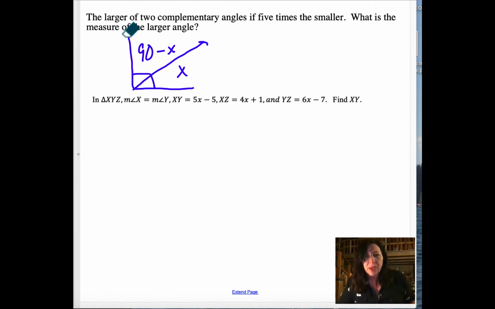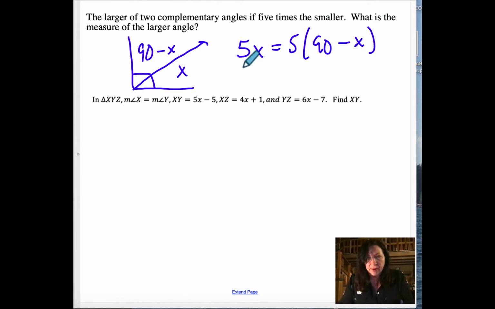All right, so here we go. The larger of two complementary angles is 5 times the smaller. So I'm going to assume the larger is 5x, 5 times the smaller, so 90 minus x. Let's see what we get. 5x is equal to 5 times 90, that's 450, minus 5x.